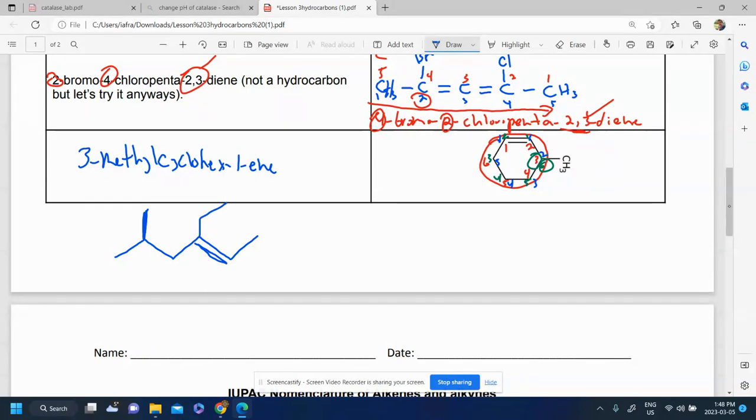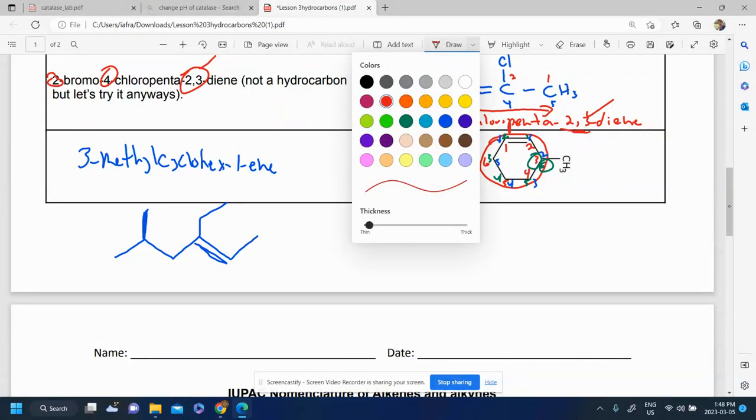All right. So this is our molecule. I'd like you to pause the video and try naming it. So hopefully you've tried it out.